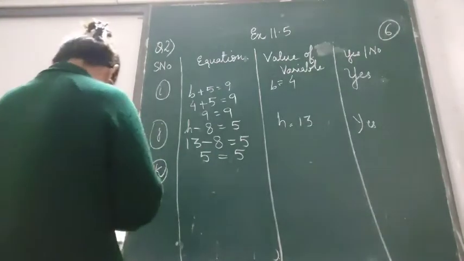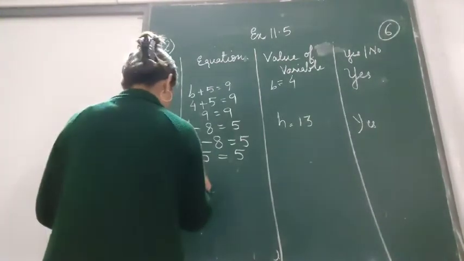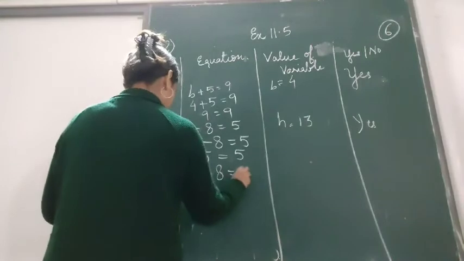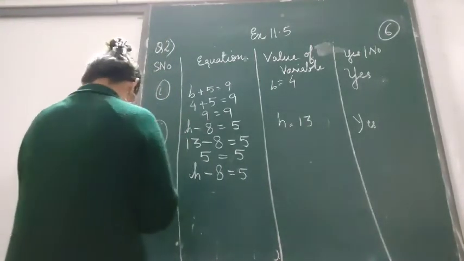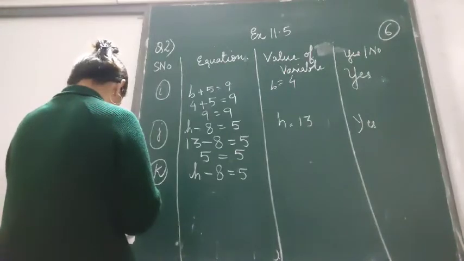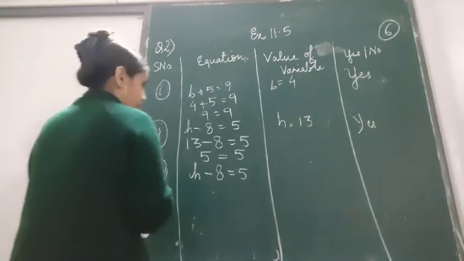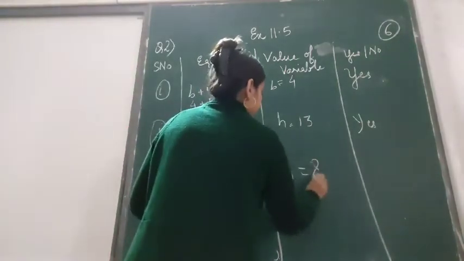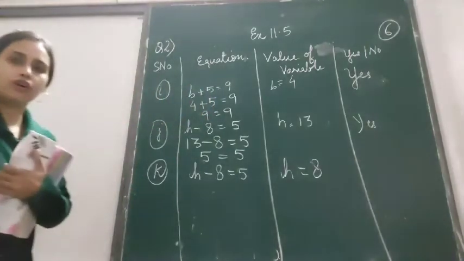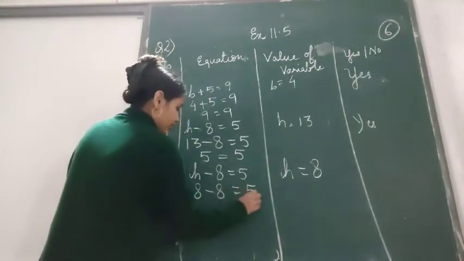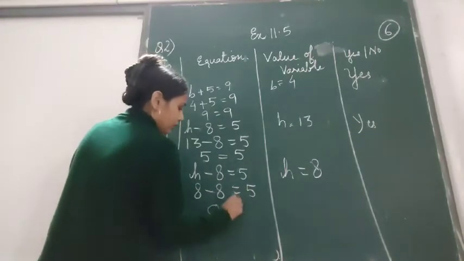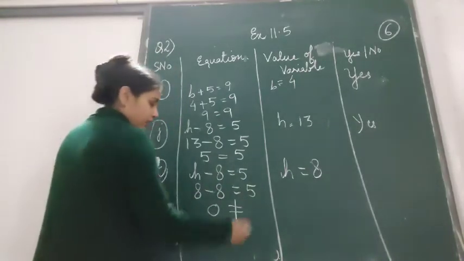H minus 8 is equal to 5. H is equal to 13. H is equal to 8. So now we put the value of H as 8. 8 minus 8 is equal to 0.